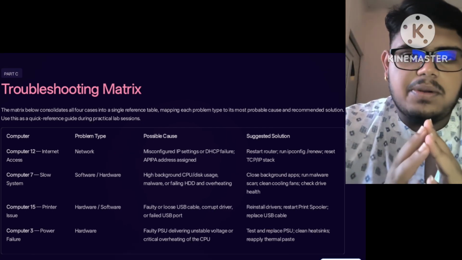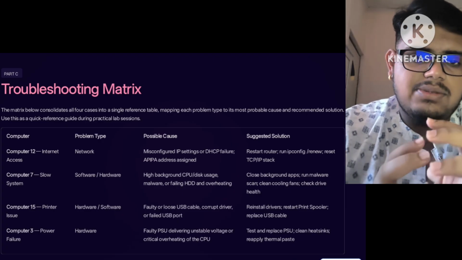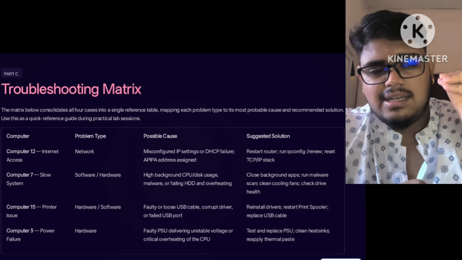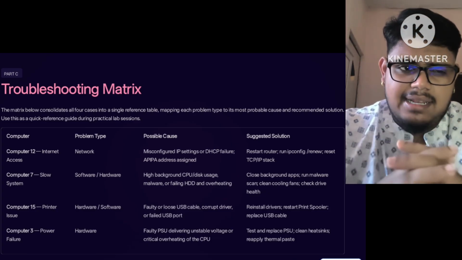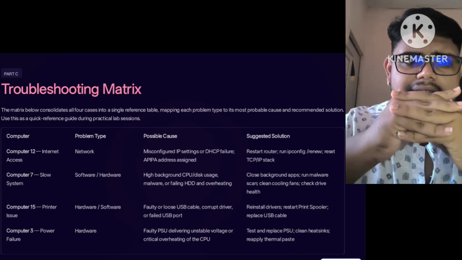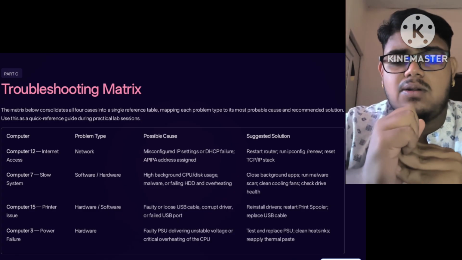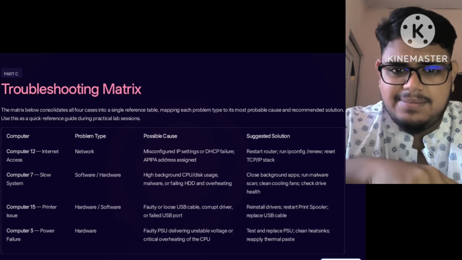Let's look into the fourth problem now. So what type of issue is this? As we can see, this is a computer power failure and it is also a hardware failure. So what is the possible cause that this can happen? This can happen because there is a faulty power supply unit, also called the PSU, or an overheating CPU or system.